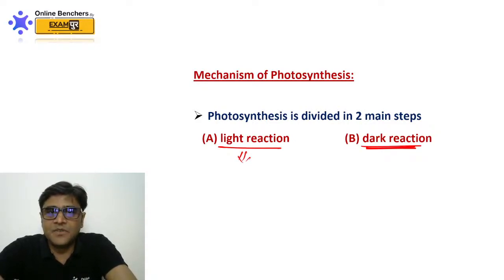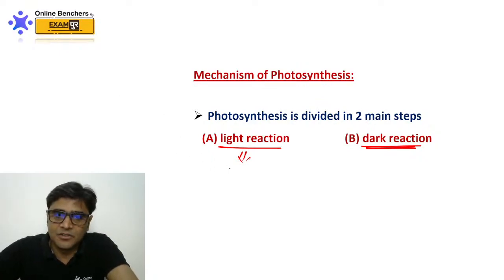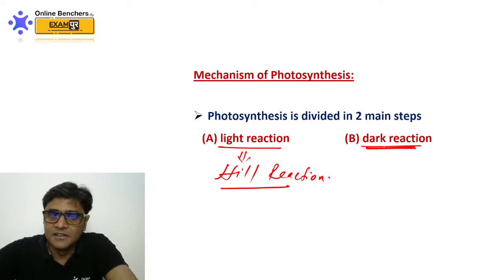So maximum photosynthesis is carried out by algae. If algae is not an option, your answer should be plants. Light reaction is also called Hill reaction because this reaction was explained by a scientist, Hill. Now, dark reaction is also known as Calvin cycle.